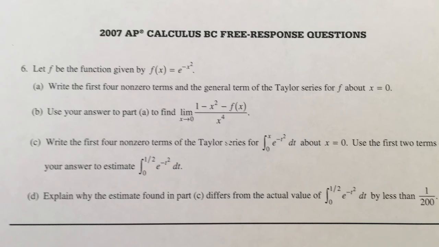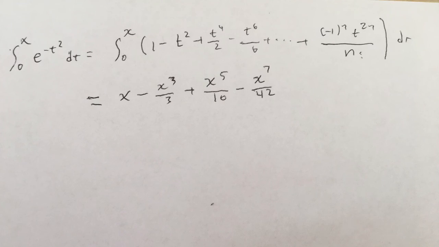Part C basically tells us to figure out the first four non-zero terms of the integral of f of x, and use the first two terms of our answer to estimate the integral from 0 to a half of e to the negative t squared dt. Obviously, you can find the first four terms by doing it the long way, but what I would recommend is just taking the integral of the first four terms of part A, since we already did part A. Whatever your method is, we get x minus x cubed over 3 plus x to the 5th over 10 minus x to the 7th over 42.